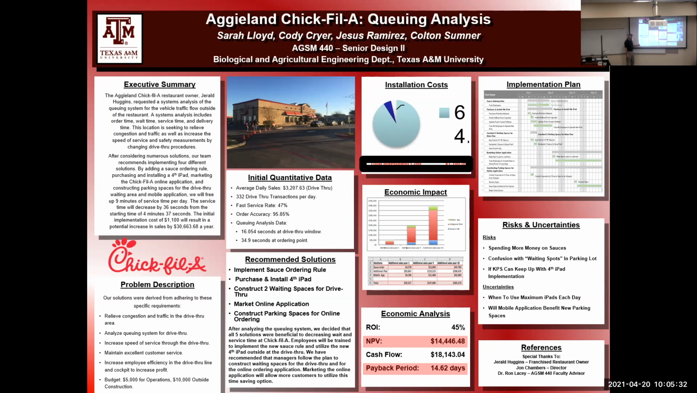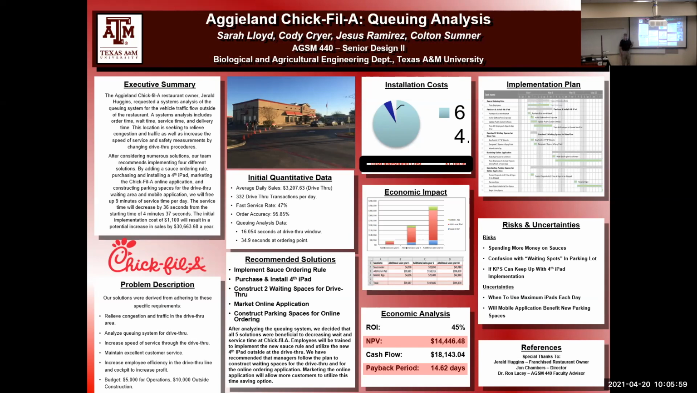But you talk about the problem. Here's some initial data. So this is some background information. This is a summary of the recommended solution. Installation costs. Not really sure. That didn't really turn out that well. Maybe it just didn't translate well when I copied it over. Economic impact. So as I'm explaining the problem, I'm kind of reading from left to right and up and down.